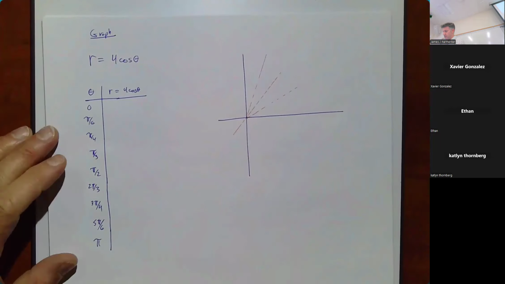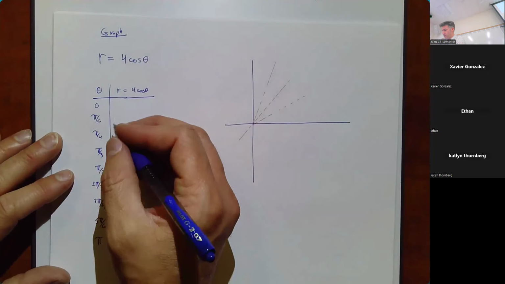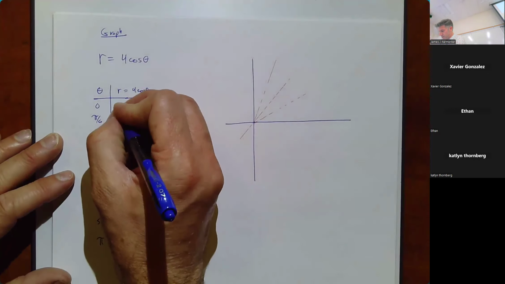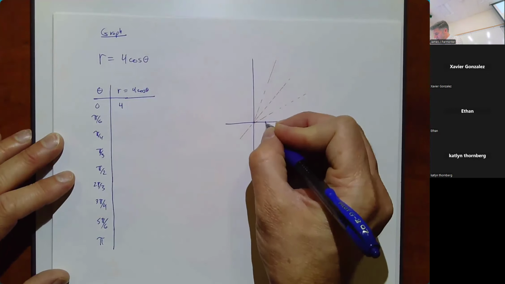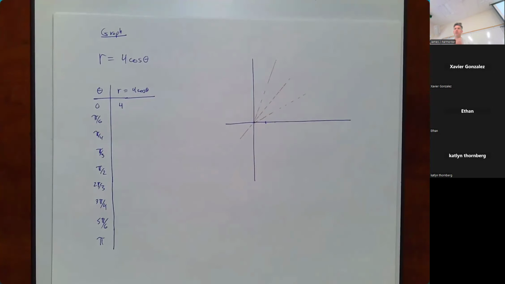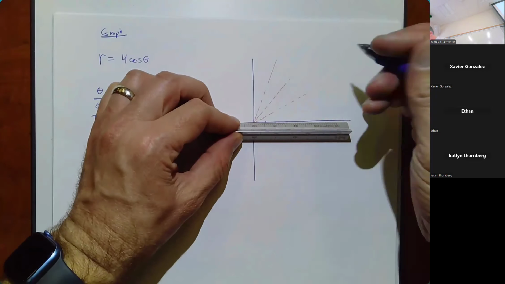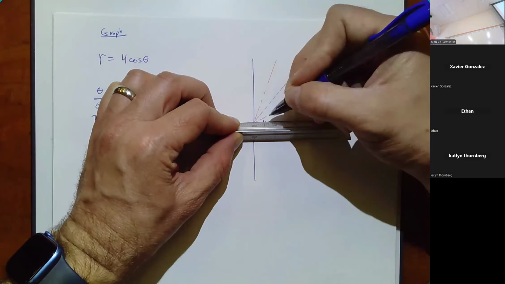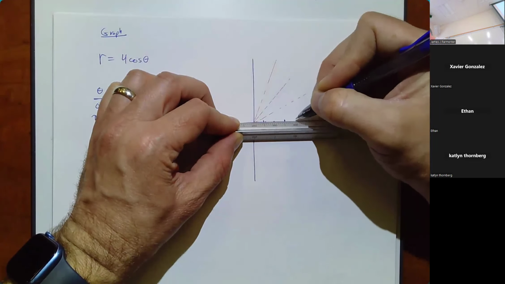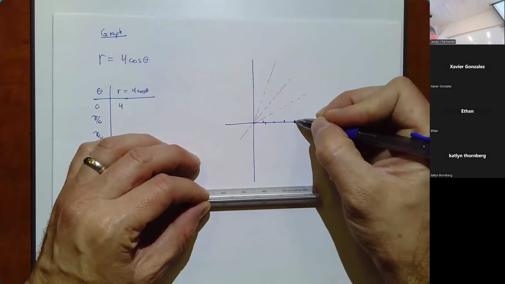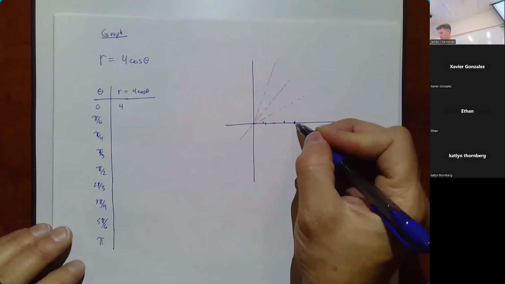Bear with me for a minute. Cosine of 0 is 1. 4 times 1 is 4. So we go out 1. I should have a ruler. If I'm trying to do this nice, I might as well use all the parts of the ruler. So we're going to go 1, 2, 3, 4. Okay. So there's one point on my circle.